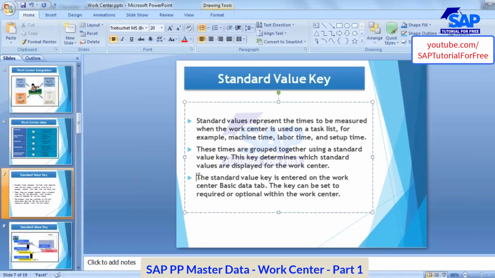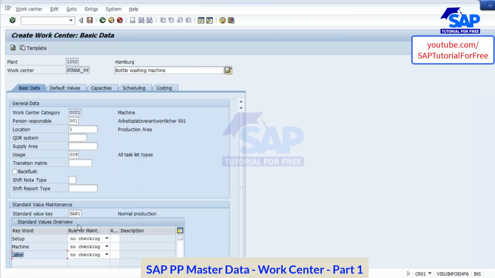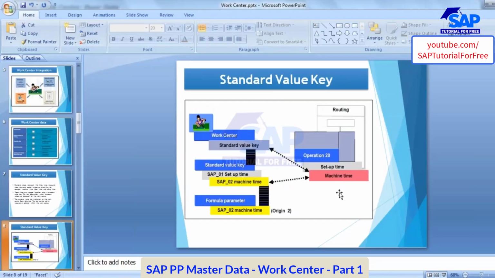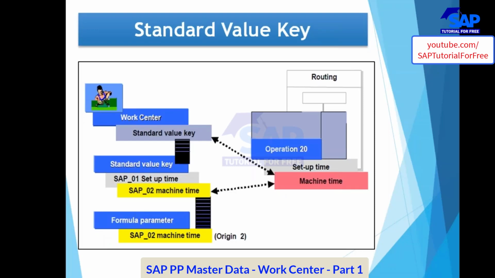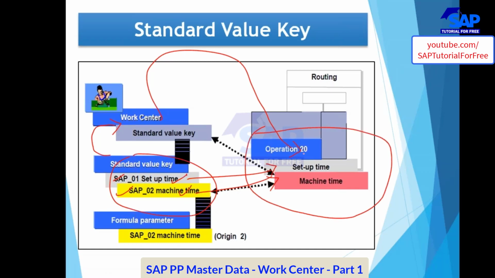Standard value key is entered on the work center basic data tab. That's what we entered here, on the basic data tab. This is the purpose, this is how the standard value key is defined. Basically in the standard value key you enter all the parameters, setup time, machine time, and this standard value key you will assign to the work center. And when this work center is assigned to routing in the operation, automatically all the standard values will get copied to the operation, which we will see tomorrow in the routing class.